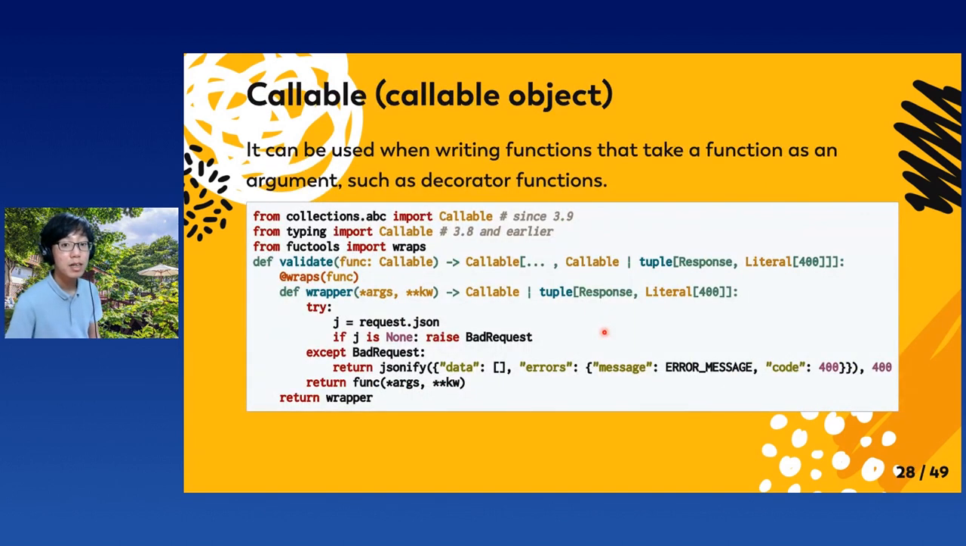Okay. The next is Callable. It can be used when writing functions that take a function as an argument, such as decorator functions. In FastAPI or Flask, you can see it. You've probably seen it. Okay. It's a validation function for passing JSON.